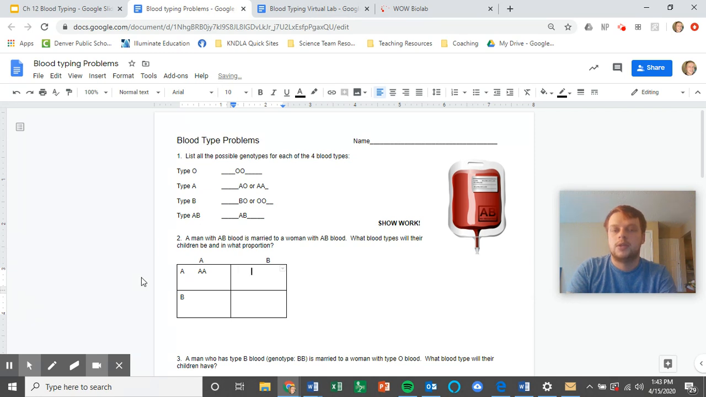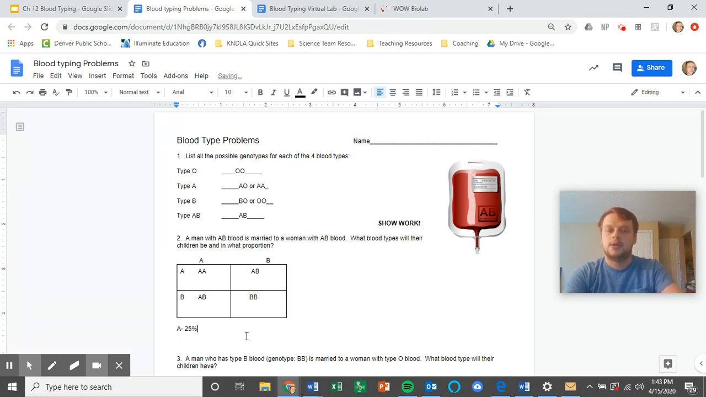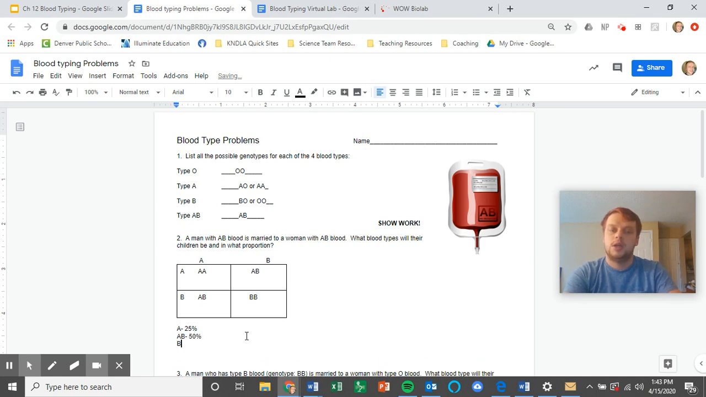And then for this one, we're looking at this on the left here and this up top. So we've got AB for that. For this one, A always comes first. So we've got the A at the top, B at the left. And then for this one, we've got B and B. So if we were going to write the proportions for this, we would say for type A blood, it's 25%, AB is 50%, and then B is 25%.